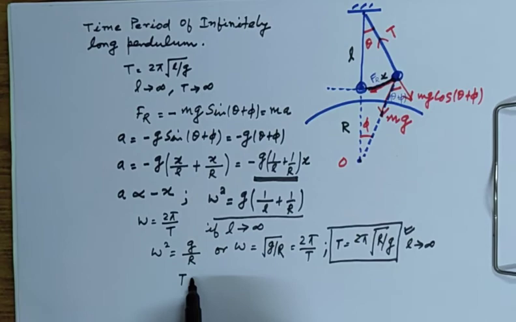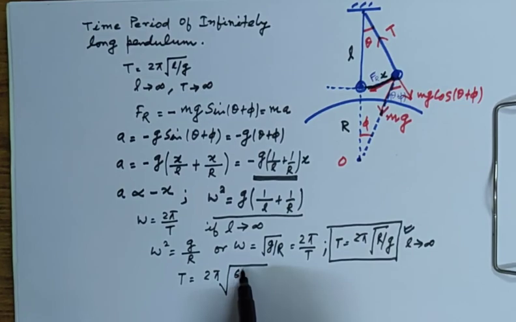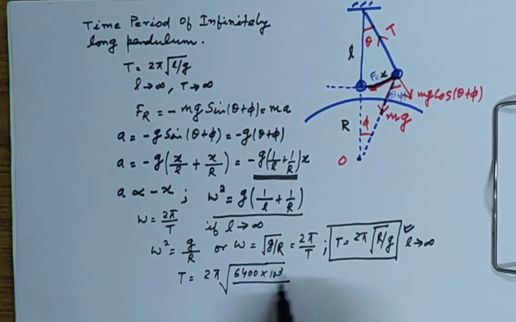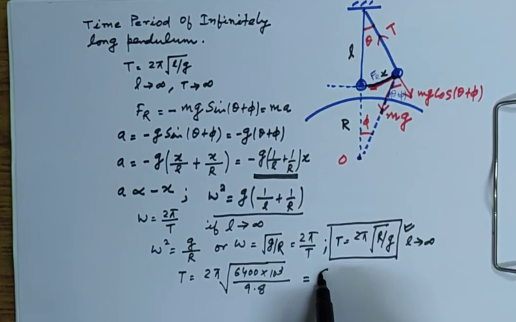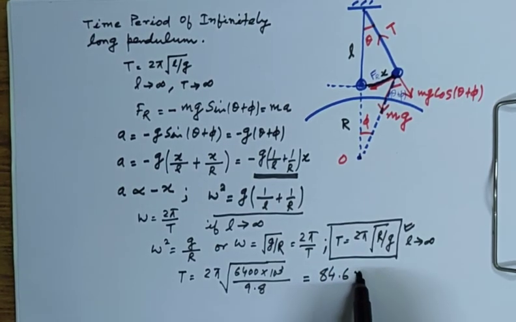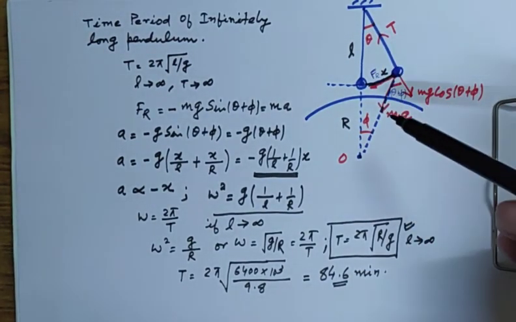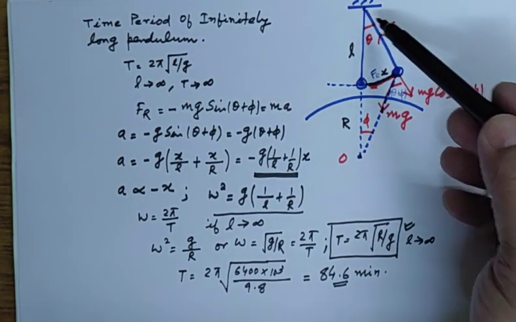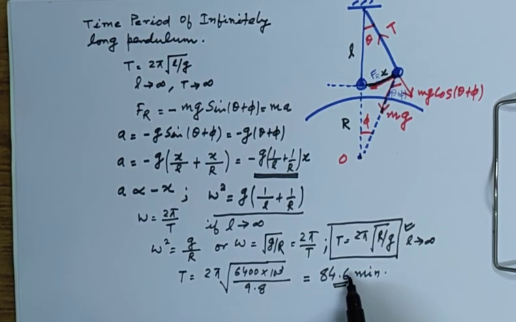And if we put in values, we know that the radius of the Earth is 6400 kilometers, divided by 9.8 meter per second squared. Simplifying it gives you 84.6 minutes. So if a pendulum has a very long thread length, L very large, or L tends to infinity, then the time period of the pendulum would be finite. It will not be infinity. The time period would be 84.6 minutes.